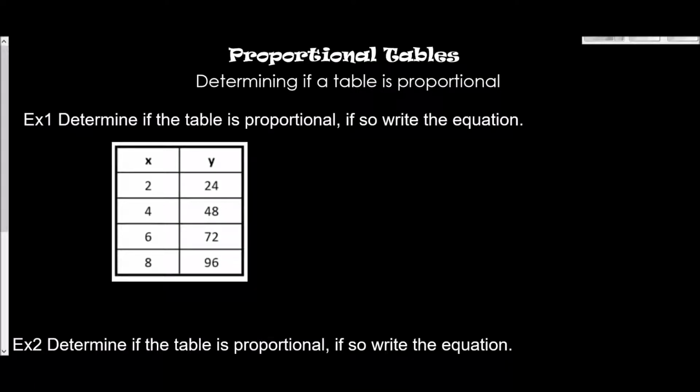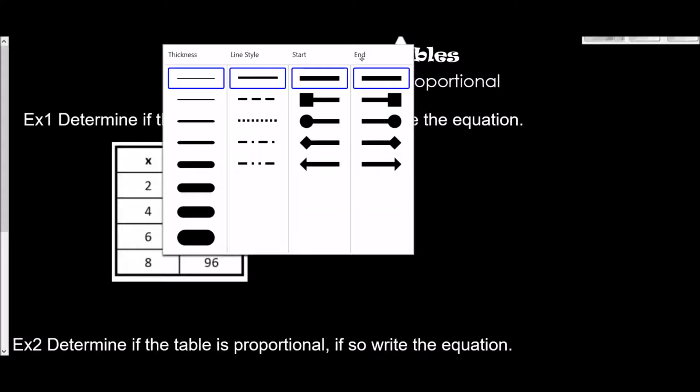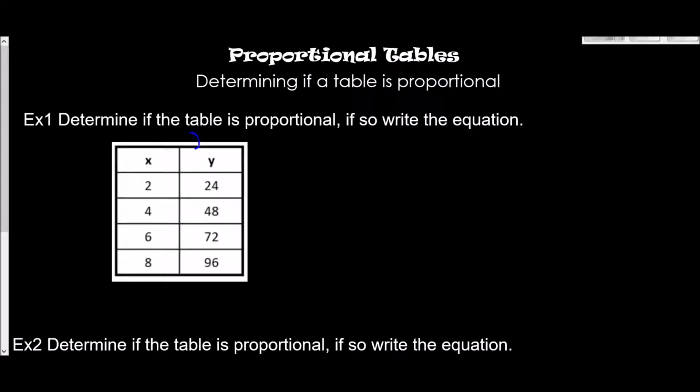Next, we have proportional tables, determining if a table is proportional. So we need to look at our table. We have an XY table. My X's are 2, 4, 6, and 8. My Y's are 24, 48, 72, and 96. So again, we need to divide. This time we're going to divide backwards. So whenever I see proportional, I always need to think Y divided by X.